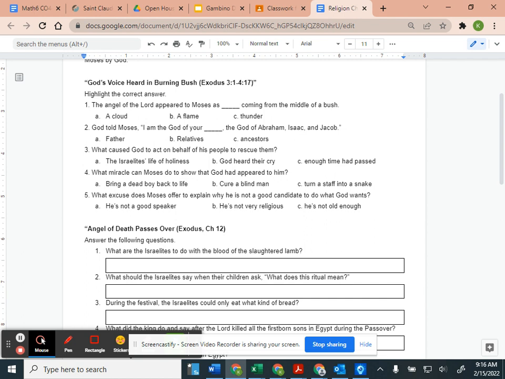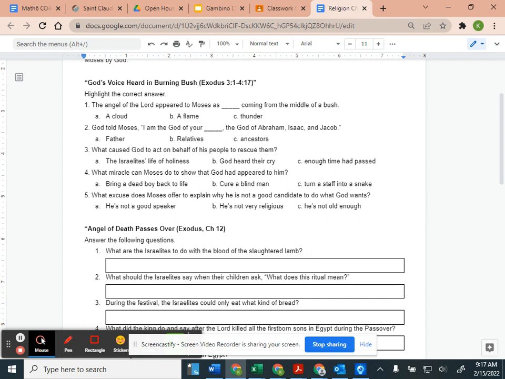If they do not believe you or pay attention to the message of the first sign, they should believe the message of the second sign. And if they do not believe even these two signs and do not listen to you, take some water from the Nile and pour it on the dry land. The water you take from the Nile will become blood on the dry land. So you're going to pour this water that's supposed to be clear, and it's going to turn red on the land.